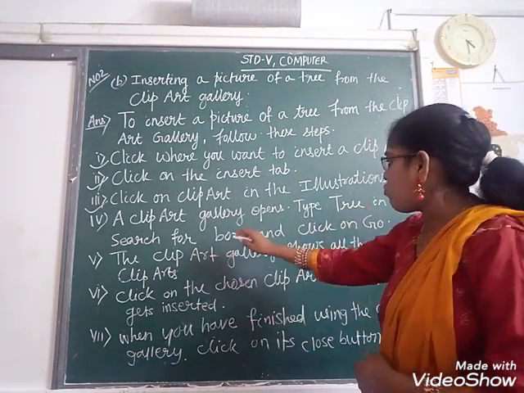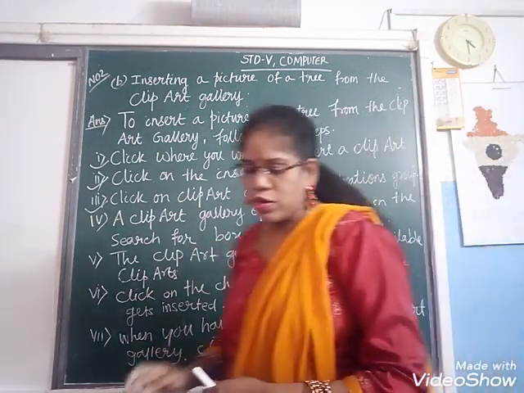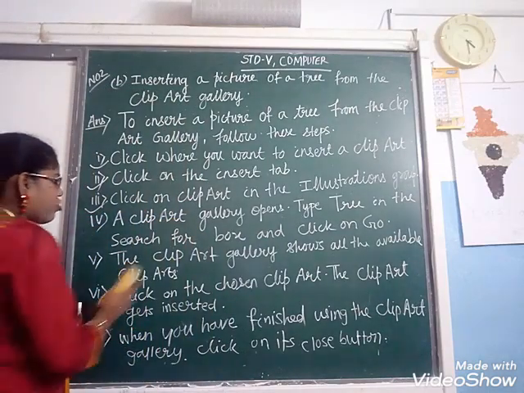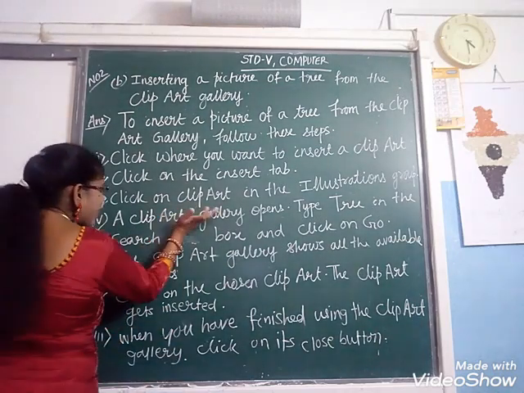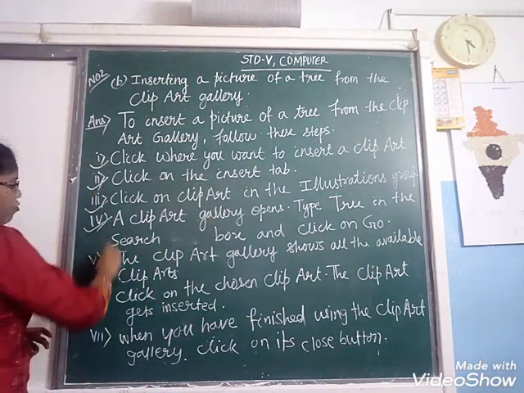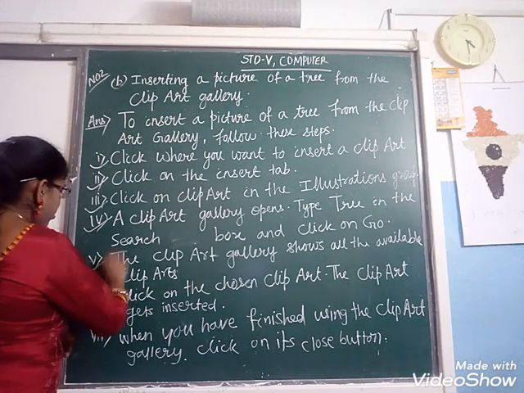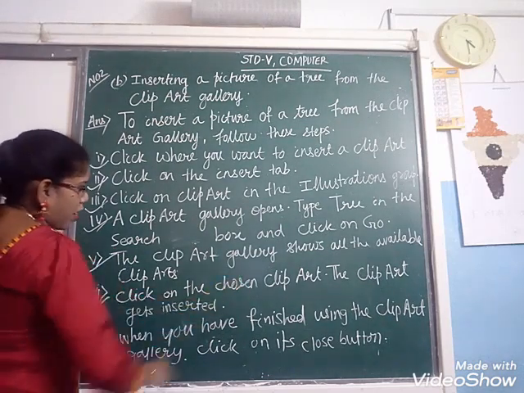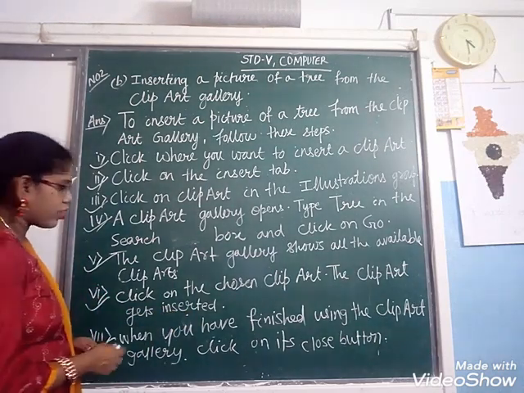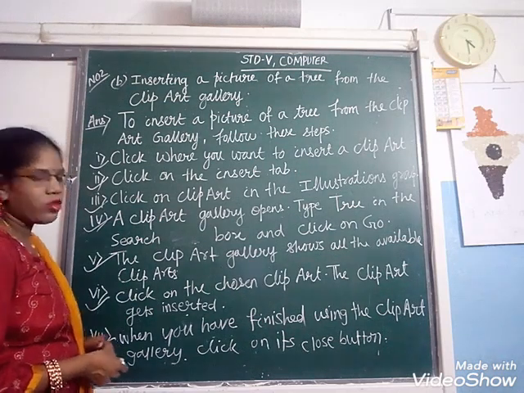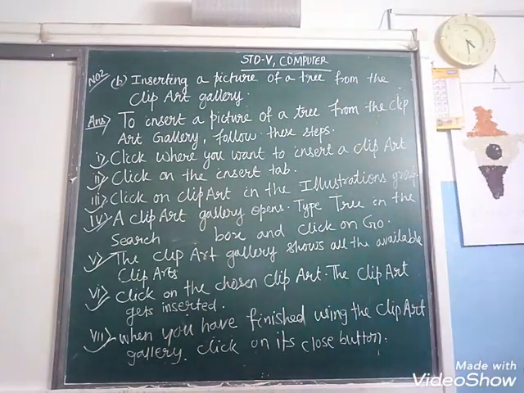Type tree in the search for box and click on go. You have to type tree in the search box and you click on go. After that, the clip art gallery shows all the available clip art. Click on the chosen clip art, and the clip art gets inserted. Then when you have finished using the clip art gallery, click on its close button. Hope you have understood. Can you see all the steps?